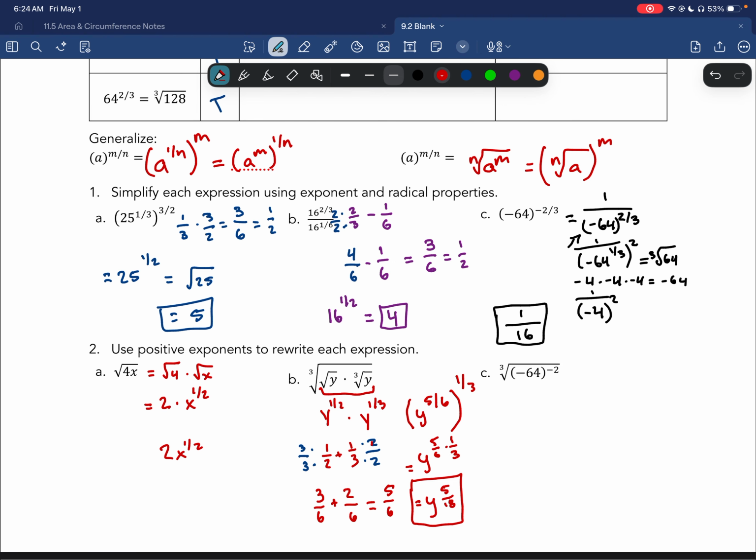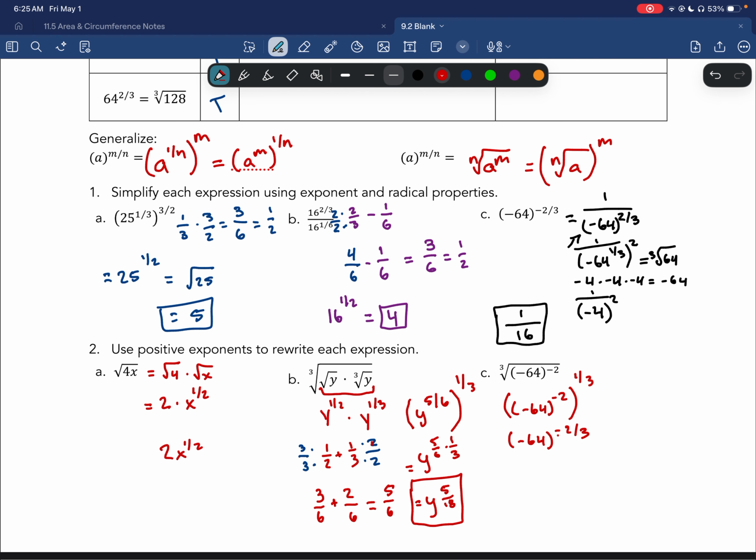We've got the cubed root of -64 to the power of -2. I'm going to first rewrite this cubed root as a power, okay? So I've got -64 to the power of -2, and all of that is being raised to the power of 1/3. Okay, now let's combine these. Here, we've got -64 to the power of -2/3. Okay.